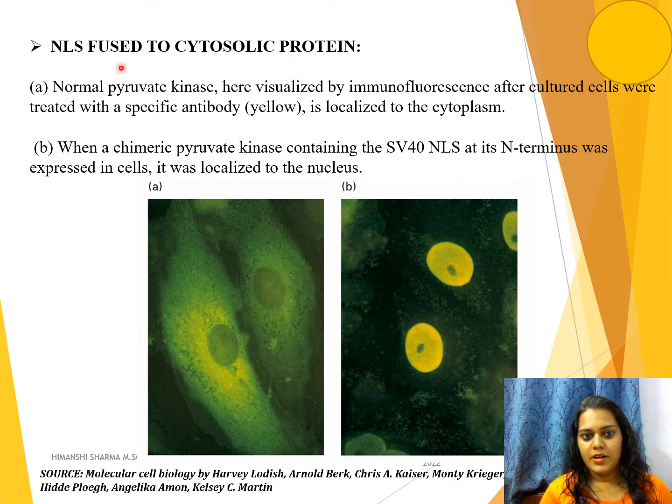Now there is another experiment in which cytosolic proteins were fused with nuclear localization signals, which shows that the chimeric pyruvate kinase containing the SV40 NLS at its N terminus was expressed in the cell and localized in the nucleus. This second figure shows that the cytosolic protein has been transported into the nucleus because of the attachment of an NLS signal to it. In the first figure, those proteins were present in the cytoplasm only, but after the introduction of the NLS signal to the cytosolic protein, they moved inside the nucleus.